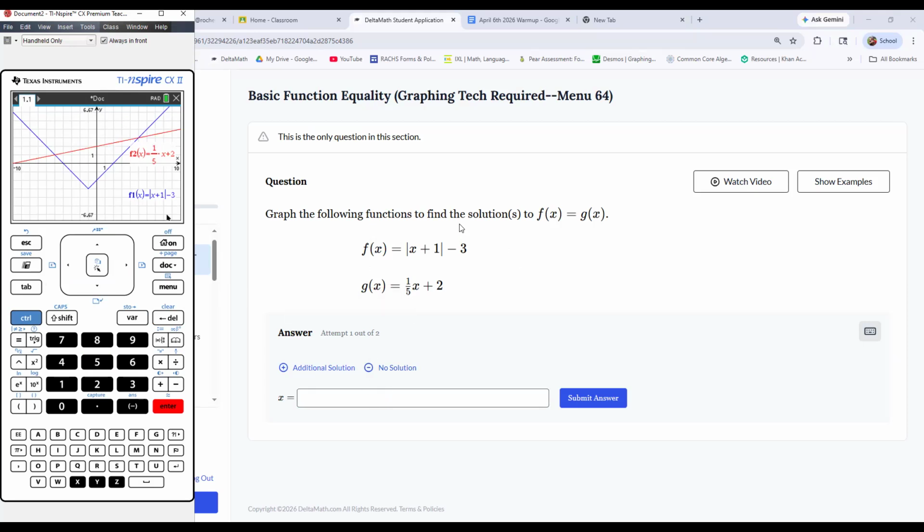Now, whenever they ask you to find where they're equal, it's usually going to be the x value that you care about. We don't care about the y. So I'm going to do menu 64. I'm going to start on the left, and I'm going to go until I see the word intersection. So one of the intersections occurs at -5, and then let's go get the other one. Do menu 64 again. Come over to the right and do that one, and you can see that the x value of the other intersection is 5, and then you just submit it.